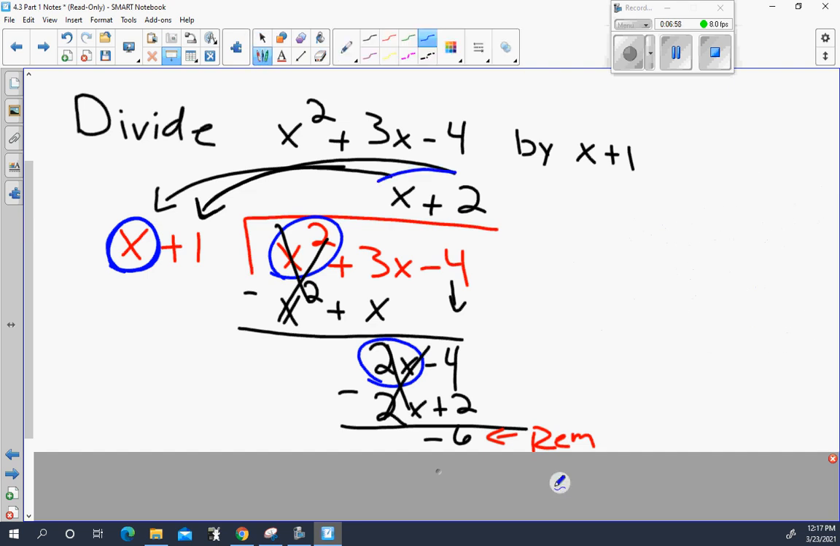Take your answer from up top, x plus 2. That's part of our answer. That's good. Now we have to incorporate the remainder. How do we do that? Just like we did with our whole numbers. Our remainder goes on top of what we're dividing by, x plus 1.